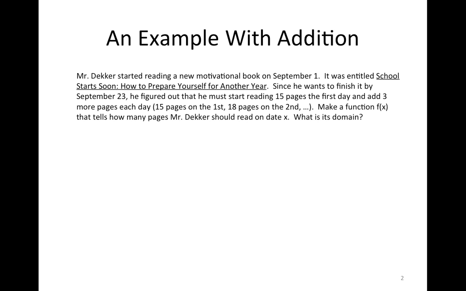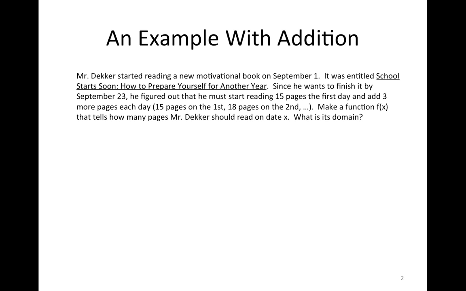Here's a hypothetical situation. Mr. Decker started reading a new motivational book on September 1. It was entitled School Starts Soon, How to Prepare Yourself for Another Year. Since he wants to finish it by September 23, he figured out that he must start reading 15 pages the first day and add 3 more pages each day. So by that I mean I'm going to read 15 pages on the first day, and then 18 more pages on the second, and then 21 on the third day, so on and so forth.